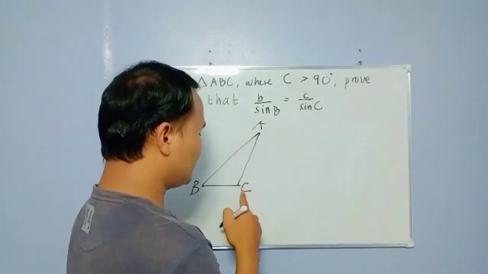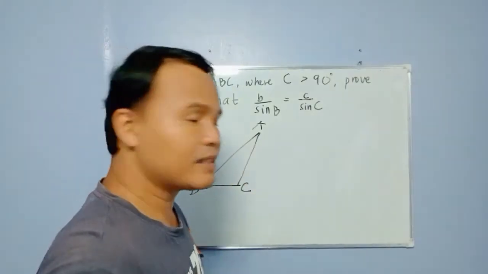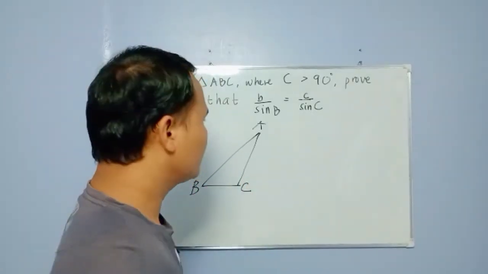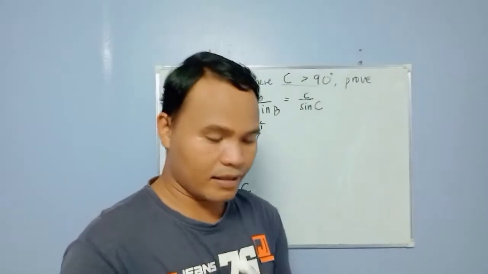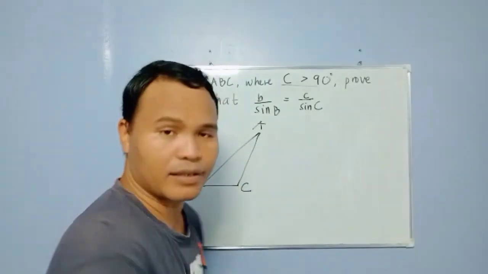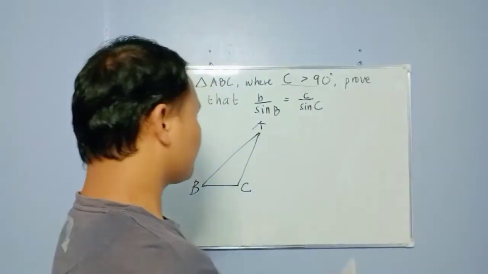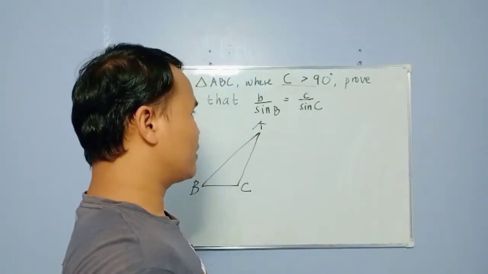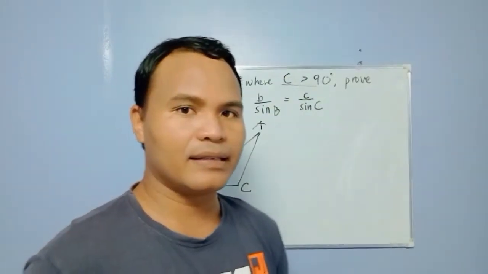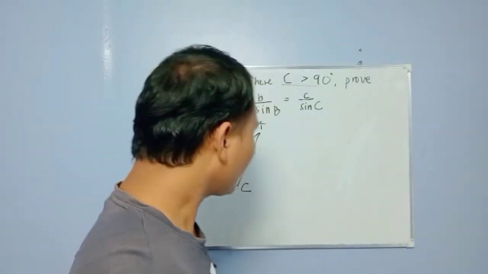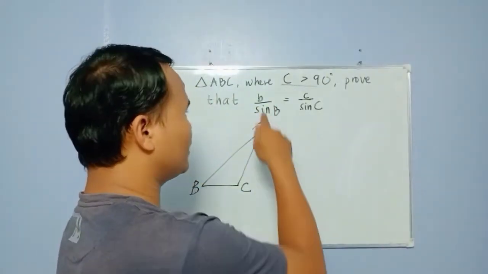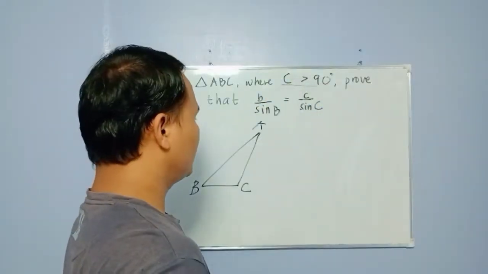This is angle A, this is angle C, this is angle B. This is now the illustration. It says that C is greater than 90 degrees, so this is the illustration. Now, b over sine B equals c over sine C is, I think, the law of sines. Now, how can we prove that this is equal?